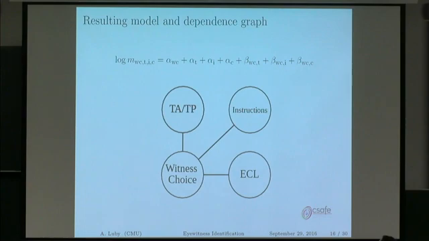And here's the model: the log of the counts is a linear expression, which is why it's a log linear model. Each of the alphas represents a circle, and each of the betas represents a line.